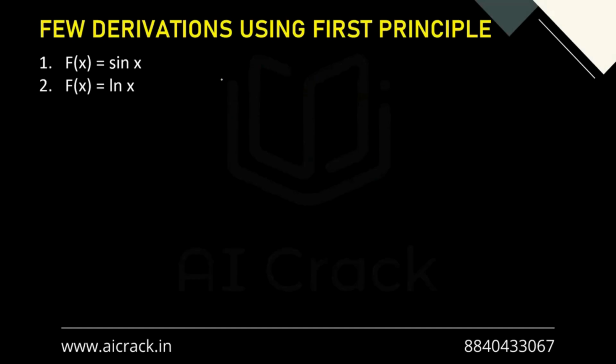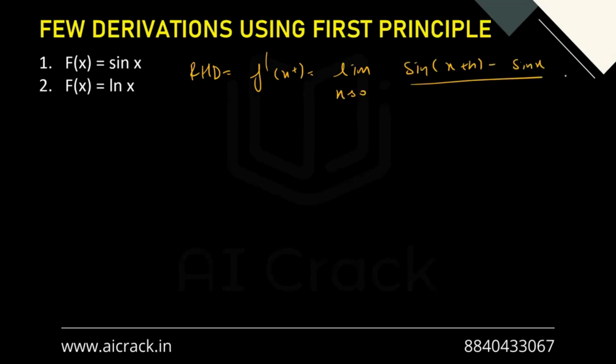Now, if we talk about sin x, we'll be writing the derivative first. That would be f dash x plus equals limit h approaches 0 of sine of x plus h minus sin x divided by h, right? Now, this is sin c minus sin d. What is sin c minus sin d? Sin c minus sin d is 2 cos of (c plus d) by 2 dot sin of (c minus d) by 2, right? So let's write that. So we have limit h approaches 0 of 2 cos of (c plus d) by 2, that would be x plus h by 2, dot sine of (c minus d) by 2, that would be h by 2, right?